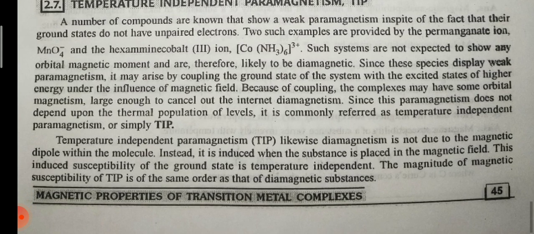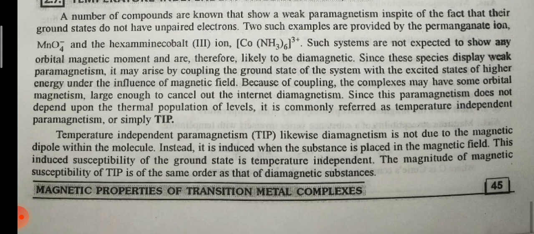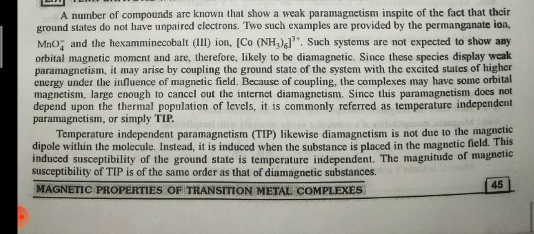Since these species display weak paramagnetism, it may arise by coupling of the ground state of the system with an excited state of higher energy under the influence of a magnetic field. Because of coupling, the complexes may have some orbital magnetism large enough to cancel out the inherent diamagnetism. Since this paramagnetism does not depend upon the thermal population of levels, it is commonly referred to as temperature independent paramagnetism or simply TIP.